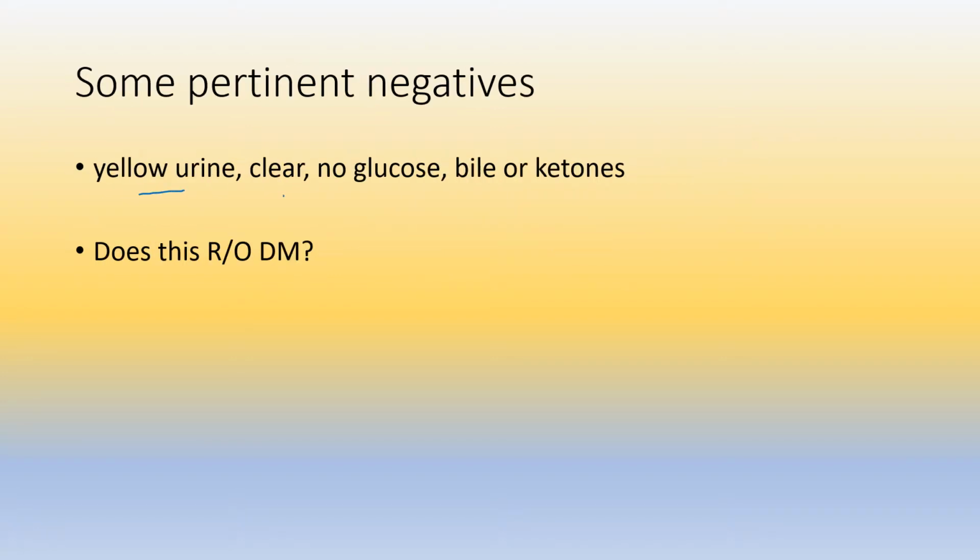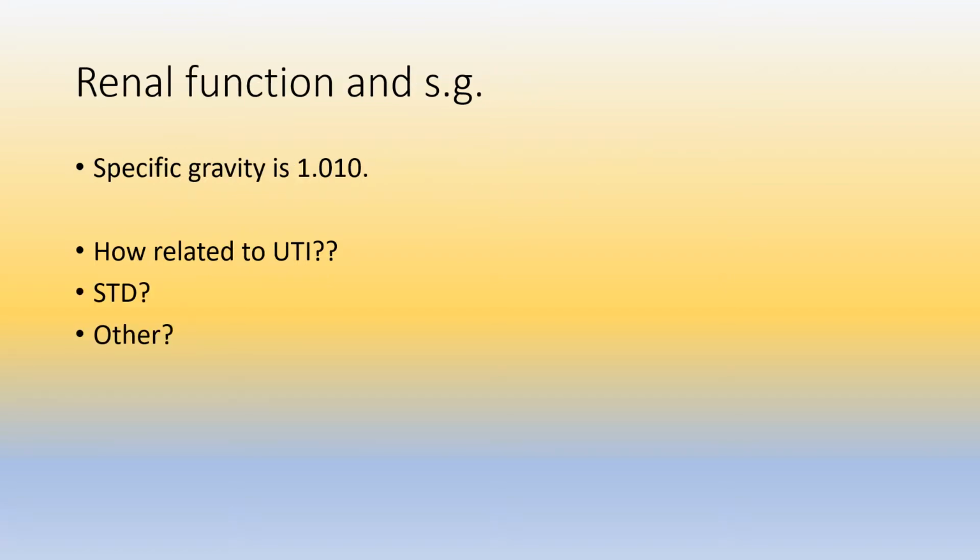Yellow urine, clear, no glucose, no bile, no ketones. This does not, of course, rule out diabetes. Average threshold's about 300. So you're going to have a pretty high blood sugar before you spill into the urine. Specific gravity is 1010. If it's higher, they're more likely to get a UTI. Probably not particularly related to sexually transmitted infections.